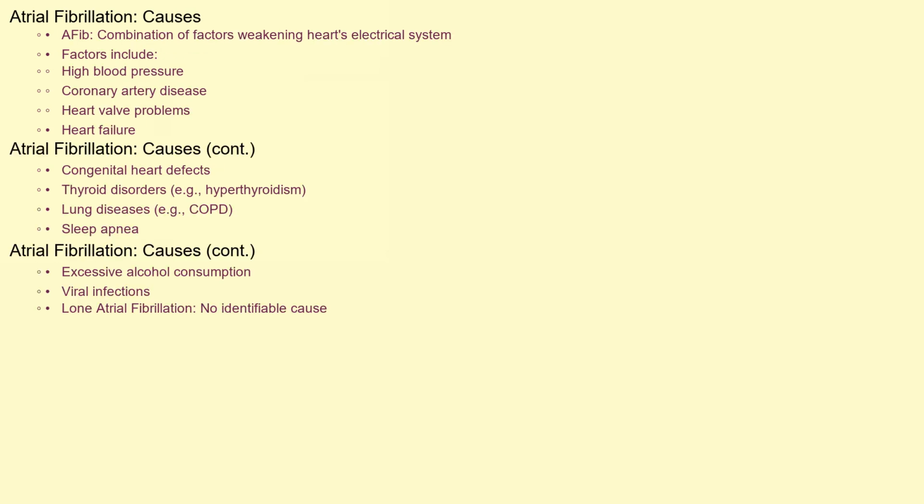Atrial fibrillation, often called AFib, doesn't have one single cause. Instead, it's usually a combination of factors that weaken or damage the heart's electrical system. These factors can include high blood pressure, coronary artery disease, heart valve problems, heart failure, congenital heart defects, thyroid disorders like hyperthyroidism, lung diseases like COPD, sleep apnea, excessive alcohol consumption, and even sometimes viral infections. In some cases, no underlying cause can be identified, which is known as lone atrial fibrillation.